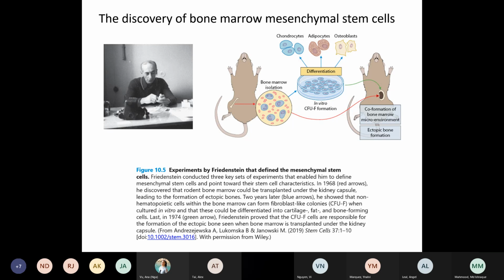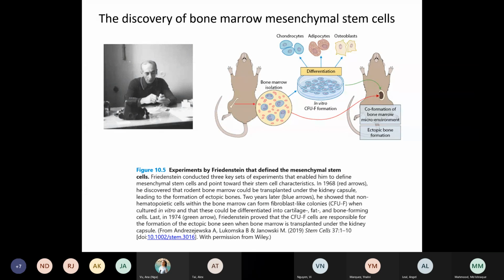You have osteoblast, which is not necessarily a stem cell. They're probably just classified as a progenitor. It can give bone, and then you have hematopoietic stem cell that can give rise to all the blood cells in circulation. And now today, I'm going to tell you there is this second population of stem cell there, which is very abundant, called mesenchymal stem cell.